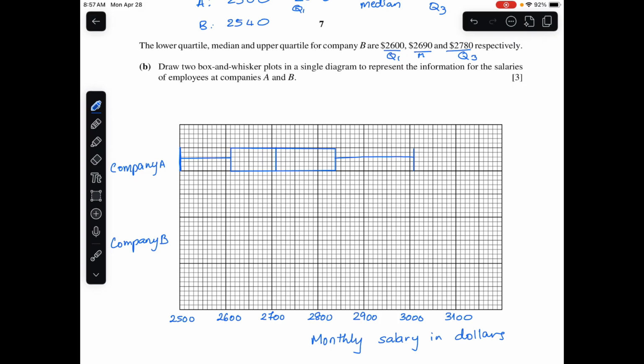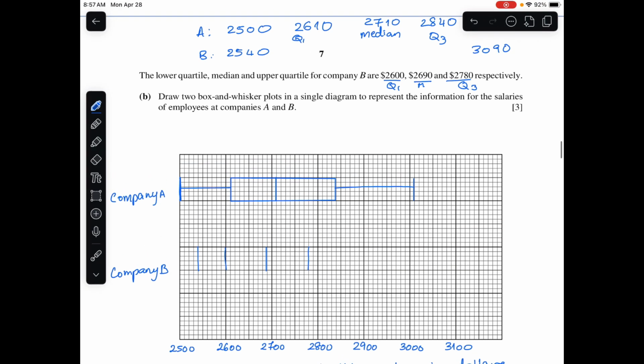Now for company B, the least value is 2540. So that's going to be here. Then we have 2600, 2690, 2780, and the greatest value is 3090. It's going to be over here.